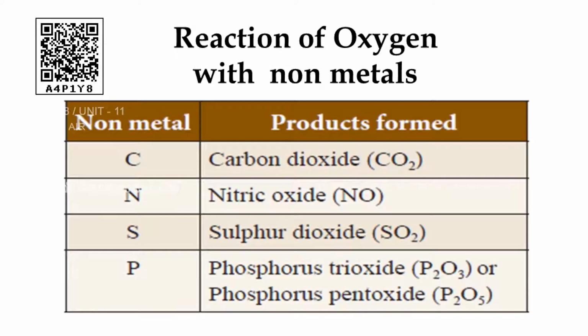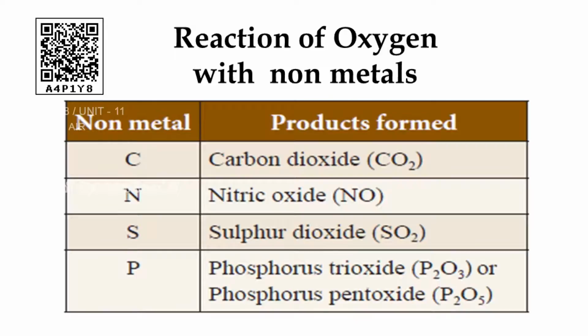The next is the reaction with non-metals. Oxygen reacts with carbon to form carbon dioxide. Oxygen reacts with nitrogen to form nitrogen dioxide and nitrogen monoxide. Sulfur reacts with oxygen to form sulfur dioxide and sulfur trioxide. The last important compounds are phosphorus compounds. Phosphorus reacts with oxygen to produce phosphorus trioxide and phosphorus pentoxide.